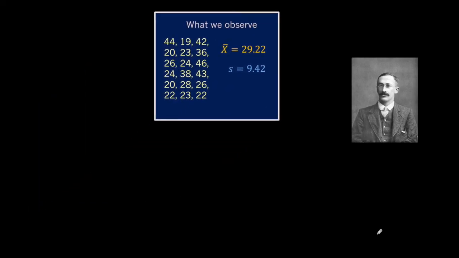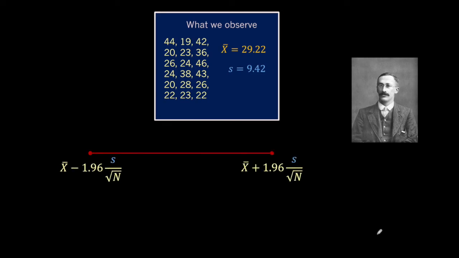We only observe the sample. So that's the only information we have. If we replace sigma by S, if we replace the population standard deviation by the sample standard deviation, we could construct an interval. Look at this interval here. We know x bar, we know S, and we know n. There's no problem. We could compute this.